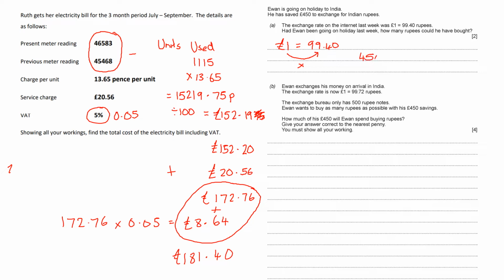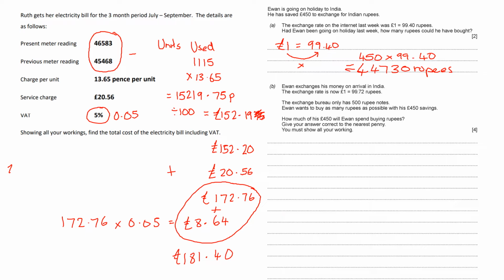So 450 times 99.40, to the calculator again. 450 times 99.40 equals, and it's huge because you get a lot of rupees for your money, 44,730 rupees. Part B. Ewan exchanges his money on arrival in India, so he's got his rupees, it's 44,730 rupees. The exchange rate is now £1 equals 99.72 rupees. So he hasn't got that. He's decided to wait and he's going to get a different amount.